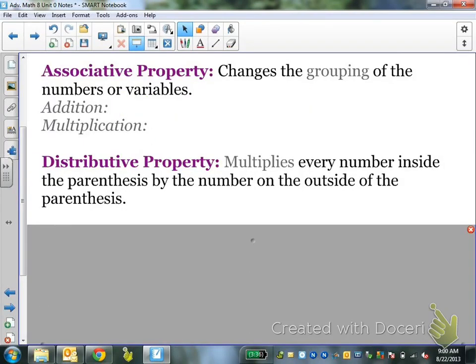All right, distributive property is our favorite property. It tells us that whatever you multiply every number inside the parentheses by the number on the outside of the parentheses. So let's say, for example, I have 3 times 5 plus 2. So distributive means that I'm going to distribute that 3 to everything inside the parentheses. So I draw arrows to everything so that I can see what's going on here. And then I'm going to be multiplying. So this is the same as saying 3 times 5 plus 3 times 2.